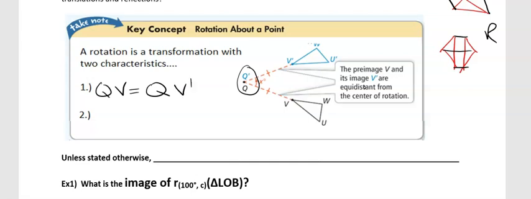So from Q to V needs to be the same distance as Q to V prime. Q to W is going to be QW prime, QU is going to be QU prime. So those distances have to be the same. Does anybody have any questions about that?